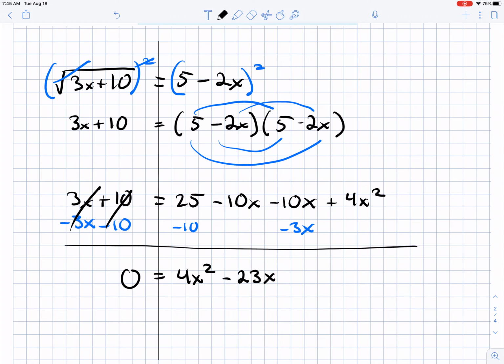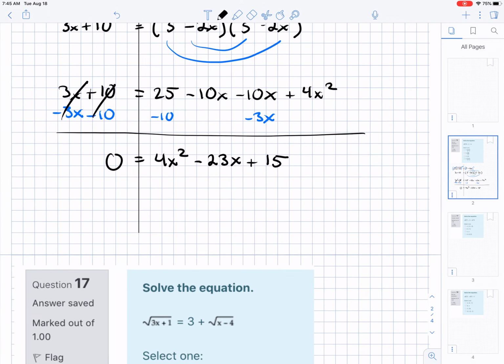Hopefully I hadn't made any mistakes. And then 25 plus a negative 10 is a positive 15. Okay. So then at this stage, let's add some paper.